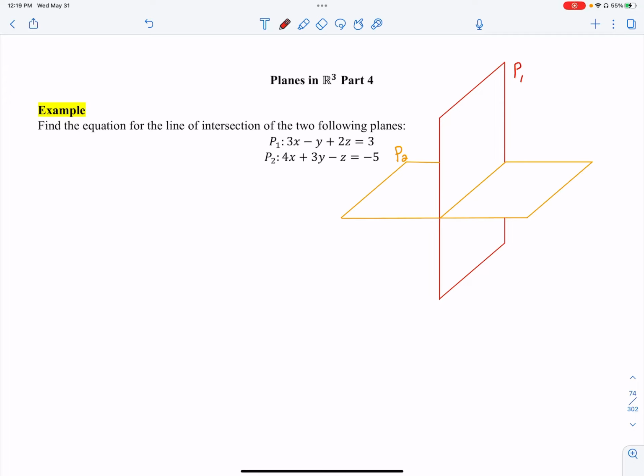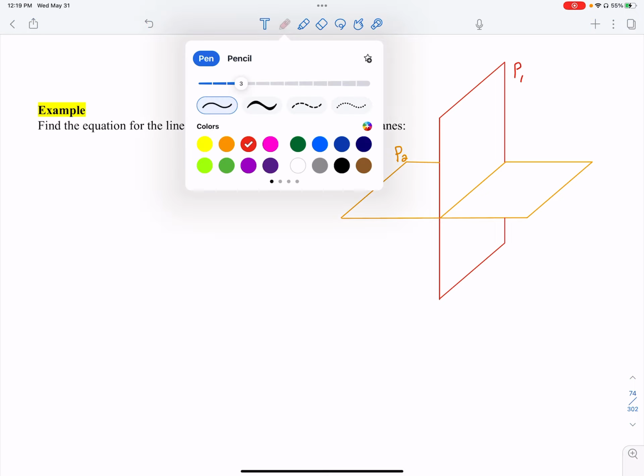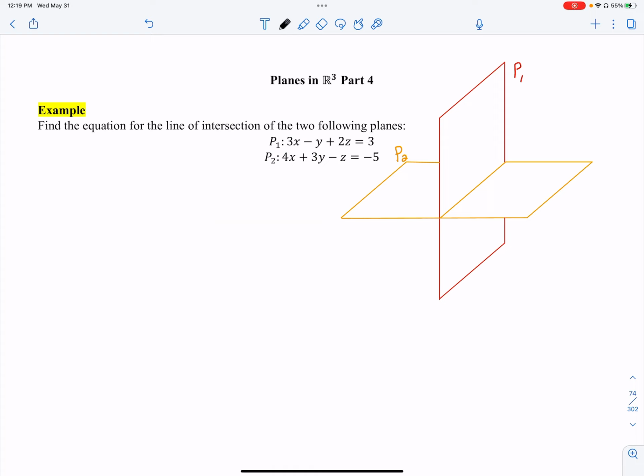In this video, we'll continue our discussion of planes in 3-space with an example talking about finding the equation of the line of the intersection of two planes. Okay, so we were given two planes, P1 and P2. I drew a picture of this because, again, a picture is going to make this much easier for us. We are trying to find the equation of the line right there, where they intersect.